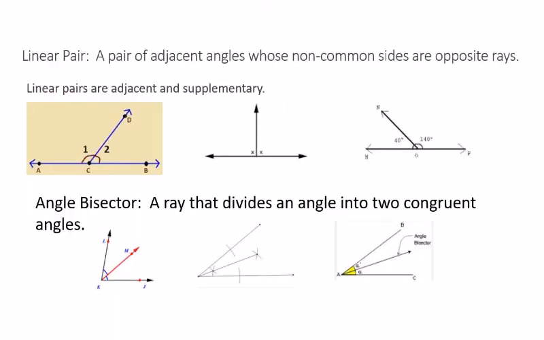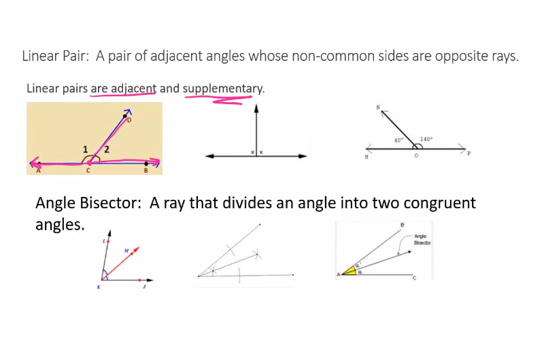All right, next we have a linear pair, and that should look familiar because a linear pair is a pair of adjacent angles whose non-common sides are opposite rays. We just talked about that. That's what happens when you have two supplementary angles that are adjacent. So linear pairs are both adjacent and supplementary, which means their non-common sides are opposite rays. They form a straight line, which is 180 degrees.